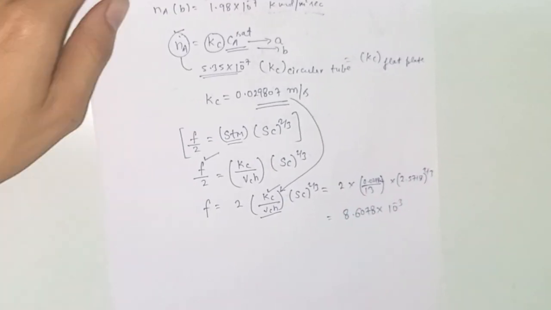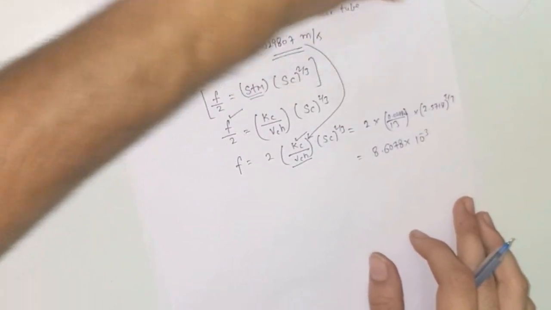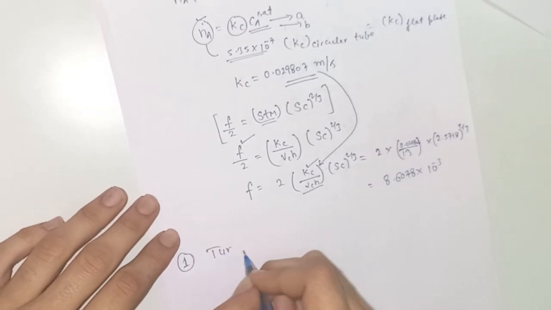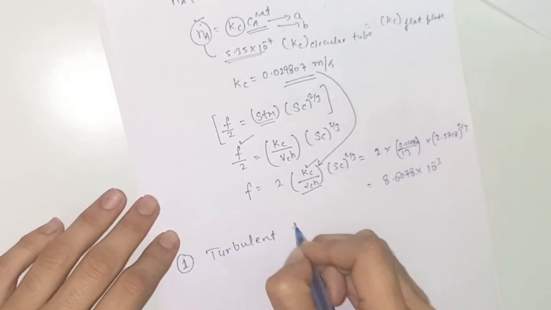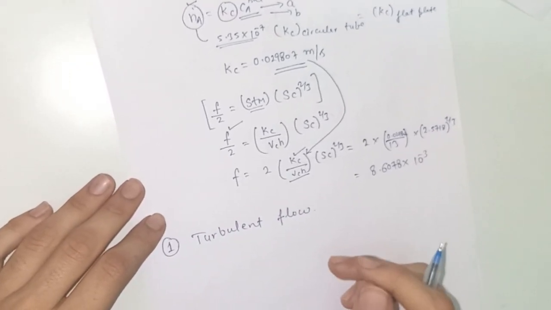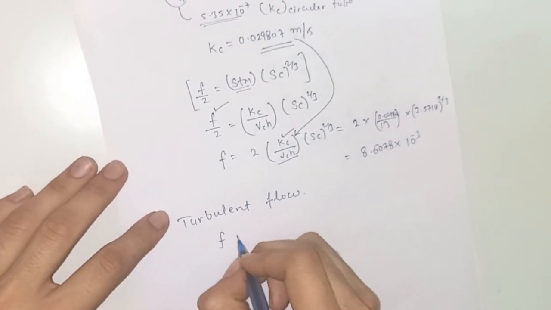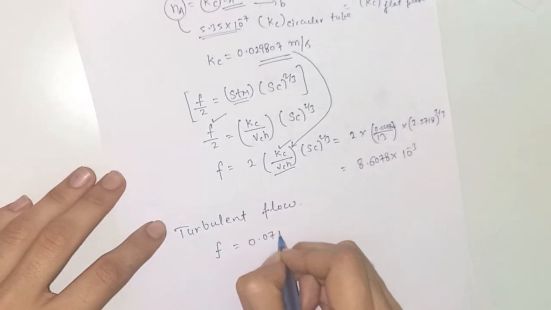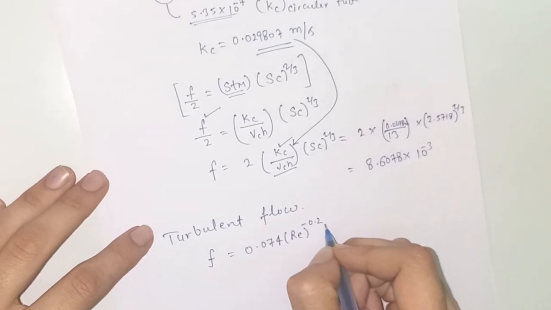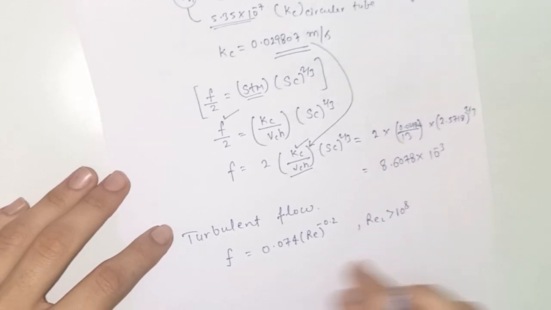So for that we need to first check by taking the assumption that it is in the laminar flow or in the turbulent flow. So, taking the first assumption as turbulent flow condition, for the flow over the flat plate we have the correlation between the fanning friction factor and the Reynolds number as 0.074 Re^-0.2. This is the relation for Reynolds number greater than 10^8 for the turbulent flow.